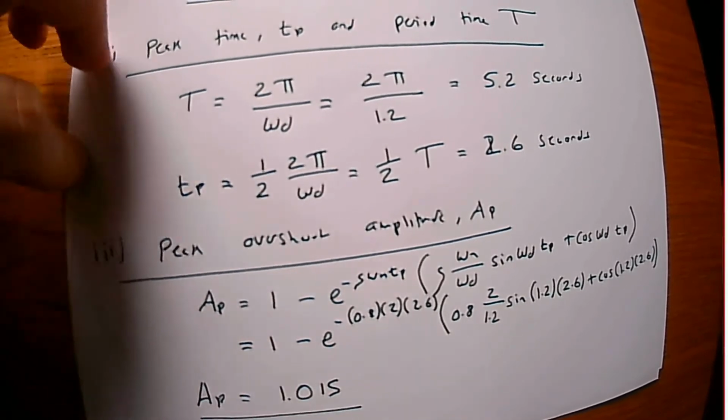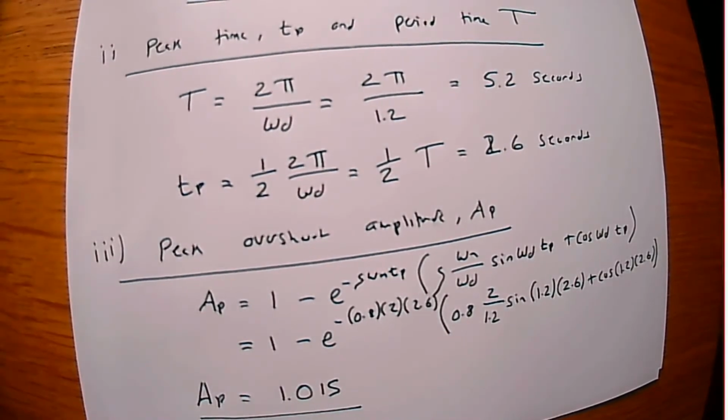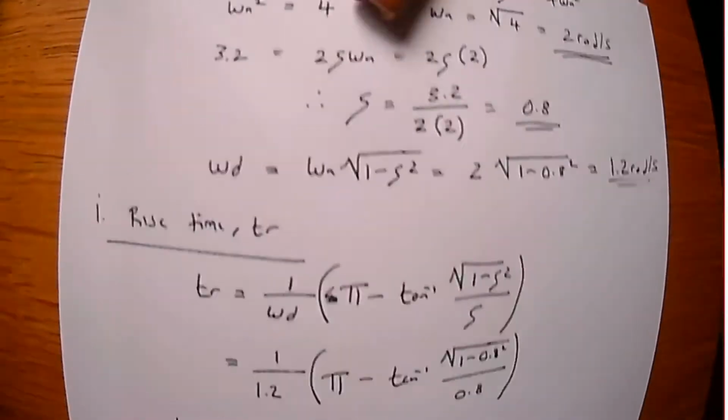Okay, so that's your peak overshoot amplitude of 1.015. So you can imagine the system's only got a little bit of overshoot. So the next property we're going to work out, determine, is the settling time.